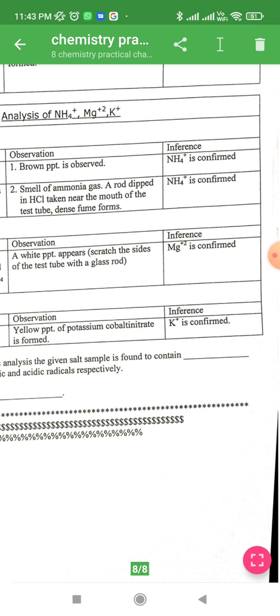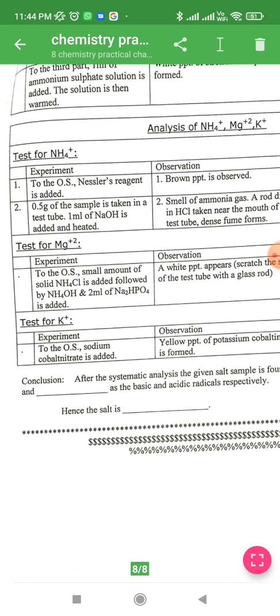So here you will write Ca2+ and Cl- as the basic, and don't write acidic radical, just make it acid radical respectively. Hence the salt is calcium chloride, CaCl2. Symbol and formula is very important. Okay, so hopefully you understood how to write the practical, and any salt given to you, you have to modify it accordingly. Thank you.